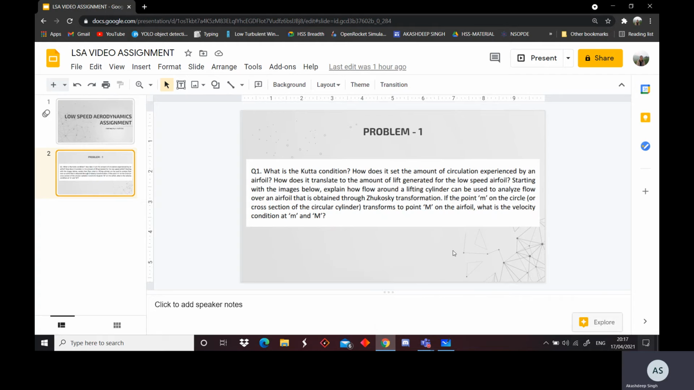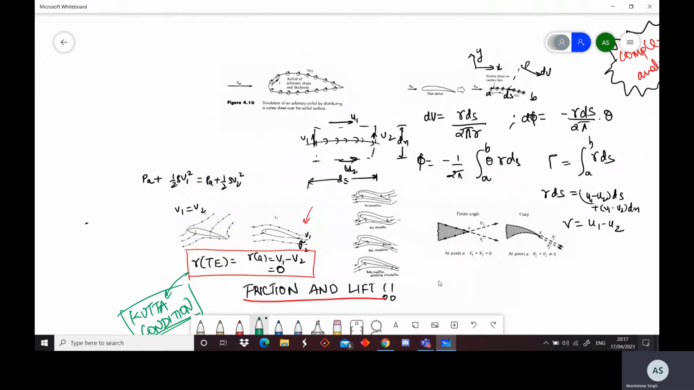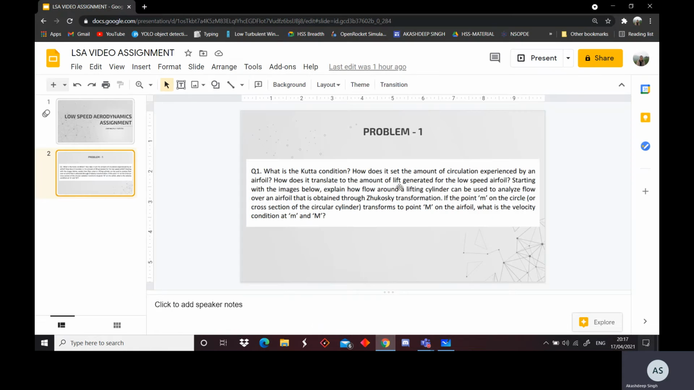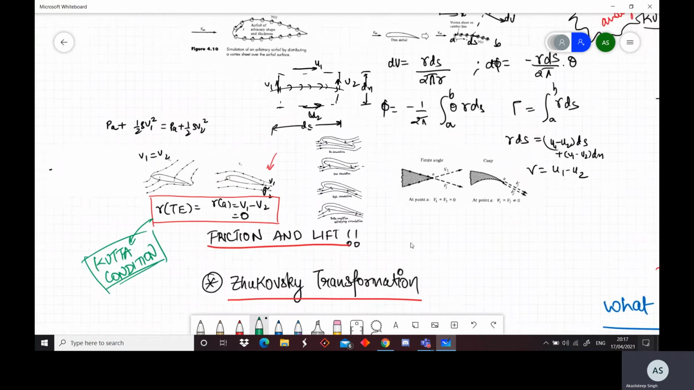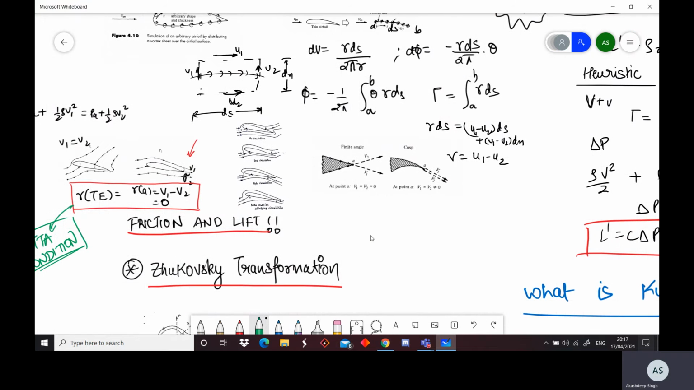We will also soon use, after we discuss Joukowski's transformation, a complex method to explain the same thing. It is again a method to prove that it translates the amount of lift and also sets the amount of circulation experienced by an airfoil in practical situations, which is observed. So with this one point on friction and lift, I will start with Joukowski's transformation. Now, without friction, could we have lift is the question.